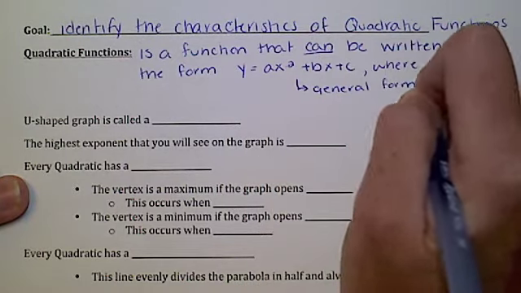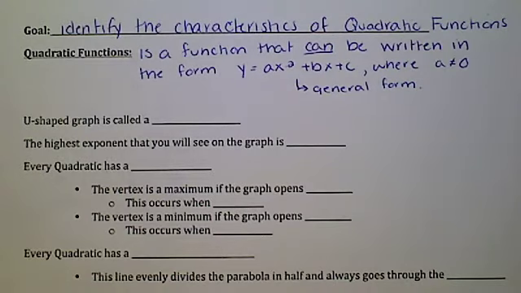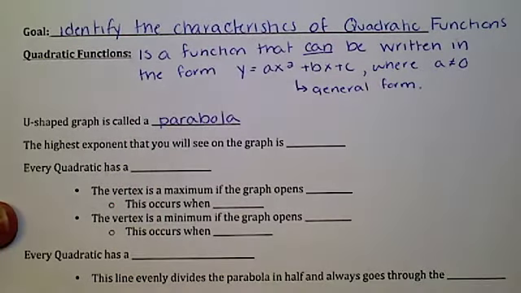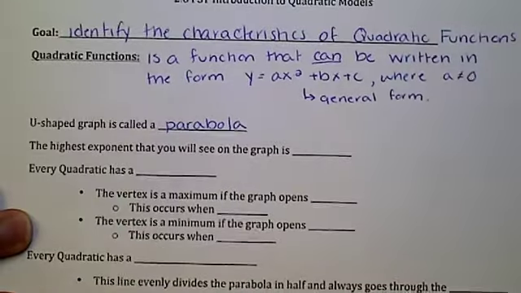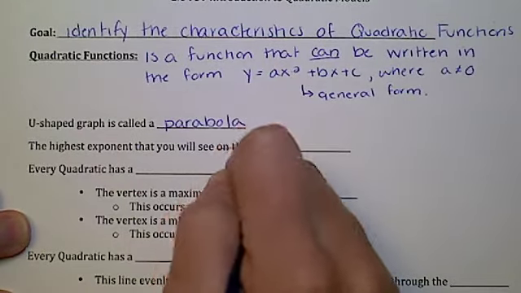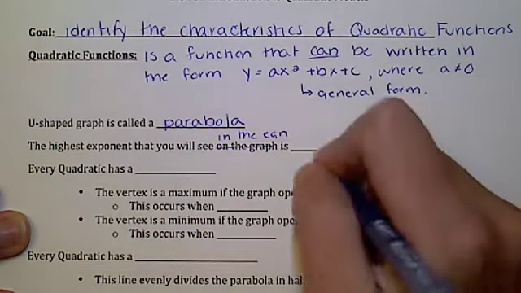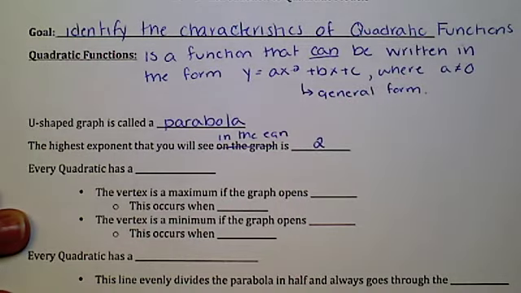Most of the time we see quadratics written in general form, but not always. Sometimes you see them written in factored form, or what we'll get to later, vertex form. It's just that you can manipulate the equation and write it in that form. That's how you know you have a quadratic. Now this type of function is going to make a U-shaped graph, which is called a parabola. The highest exponent that you will see, this should say in the equation, not on the graph, in the equation, go ahead and make that change, is 2. It's kind of another clue that you're working with a quadratic.